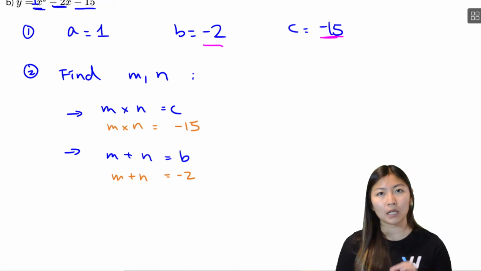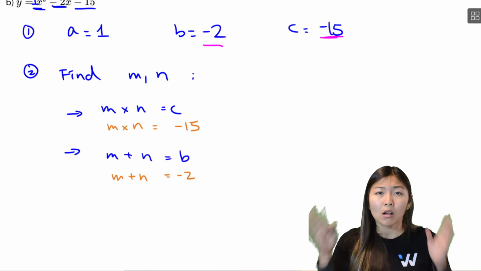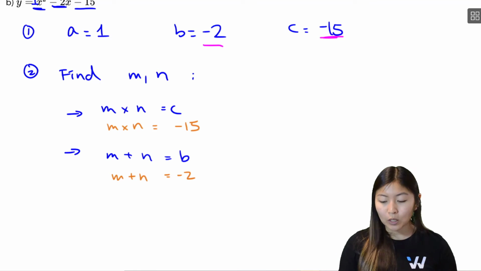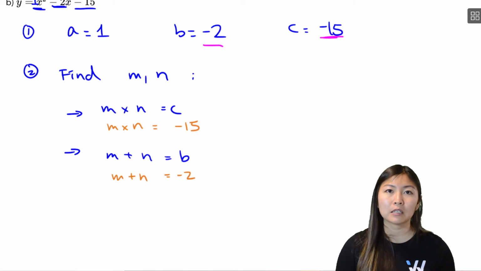Always start with the multiplication, always. Don't try to think of two numbers that add to -2. There's way too many. Always start with your multiplication statement. So what two numbers multiply to -15? If that negative is bugging you, just think +15. What two numbers multiply to +15?